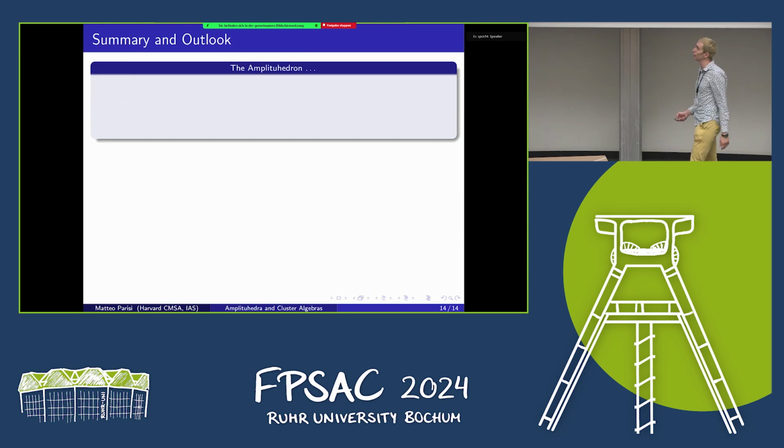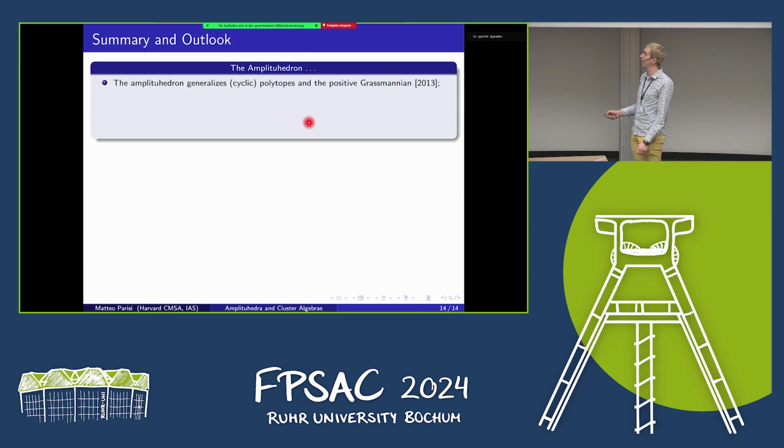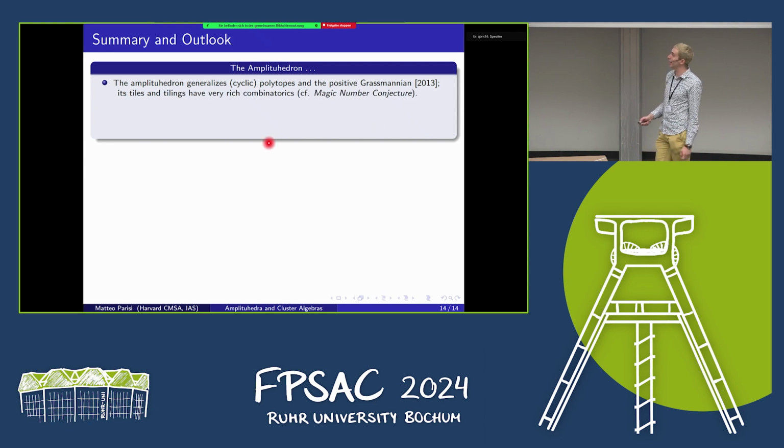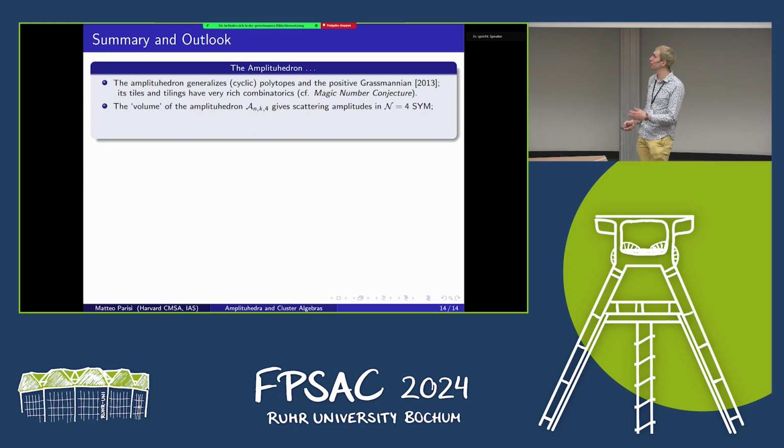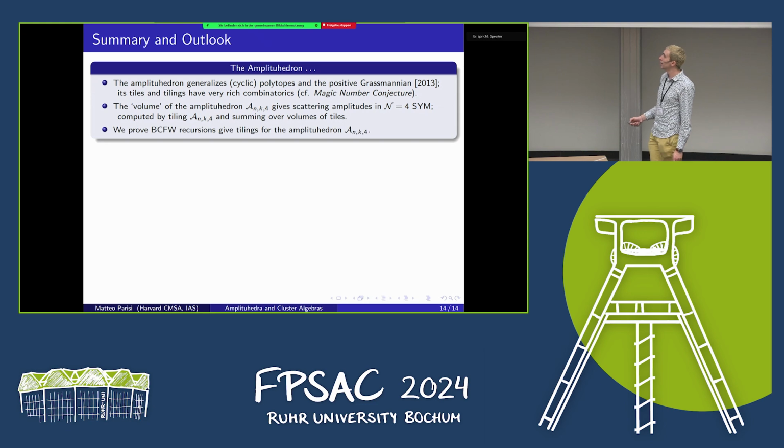The summary and outlook. So the amplituhedron generalizes cyclic polytopes and the positive Grassmannian. And its tiles and tilings have a very rich combinatorics. For example, remember the magic number conjecture. The volume of the amplituhedron gives scattering amplitudes of n equals 4 super Yang-Mills as a physics motivation. So we want to compute tilings of this space, and then we would like to maybe sum over the volumes of the tiles.